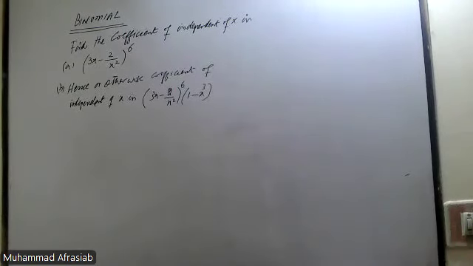This question is concerned with the binomial theorem and its expansion. Find the coefficient independent of x in the expansion of (3x minus 2 over x squared) power 6. B part: Hence or otherwise, find the coefficient independent of x in (3x minus 2 over x squared) power 6 into (1 minus x cubed).